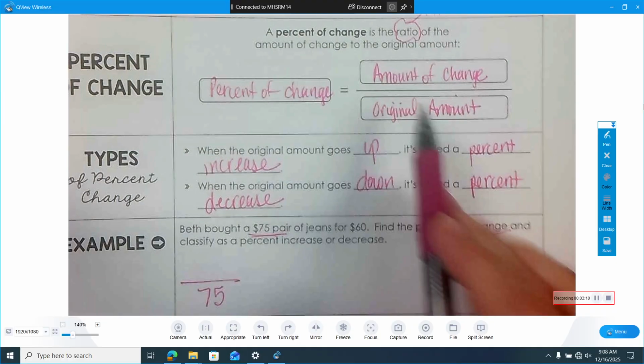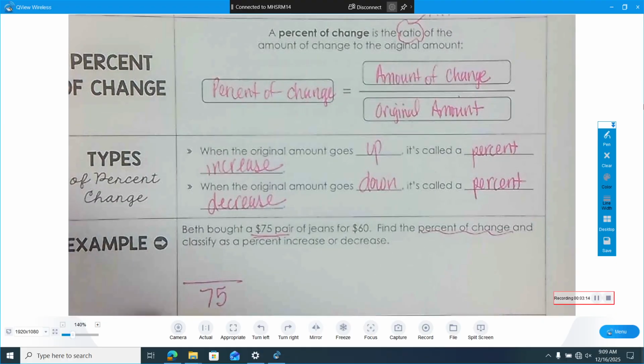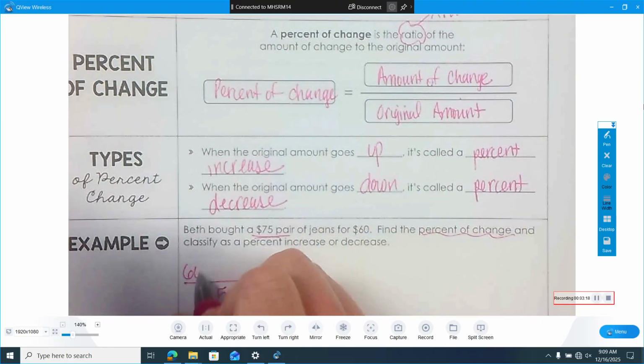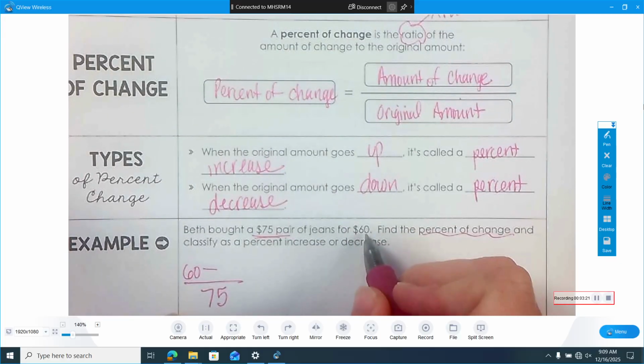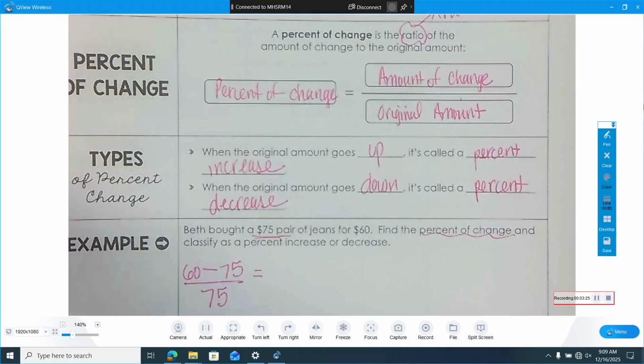Now, the amount of change is the change in the price. So in order to find that change in the price, I'm going to do 60, that's what she paid, the new, minus the old, 75. Just right off the bat, should this be a percent increase or percent decrease? Decrease, because she's paying less, right?